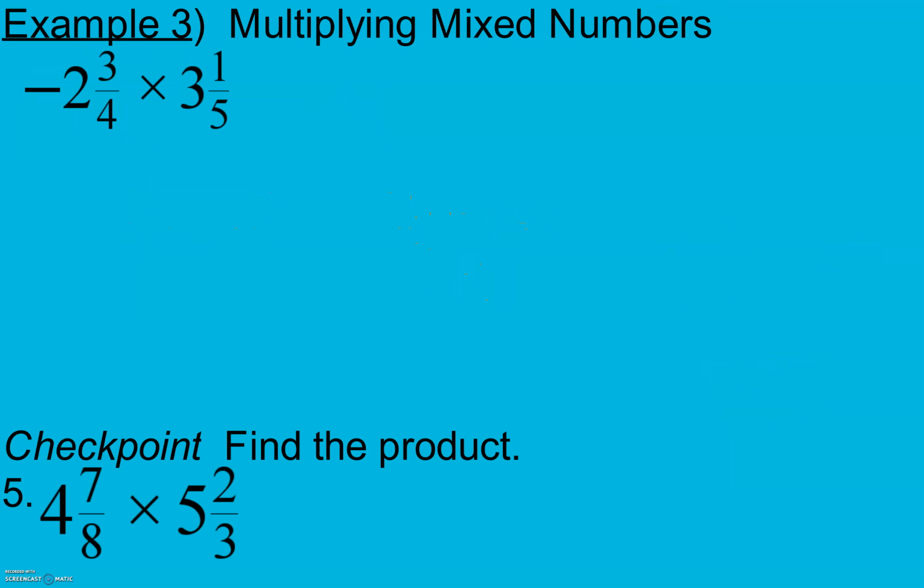Example 3 is multiplying mixed numbers. So here I'm going to switch both mixed numbers into improper fractions. So 4 times 2 plus 3 gives me negative 11 over 4. Again, we take the 4 times 2 plus 3 and then label it as negative. Times 5 times 3 plus 1, 16 over 5.